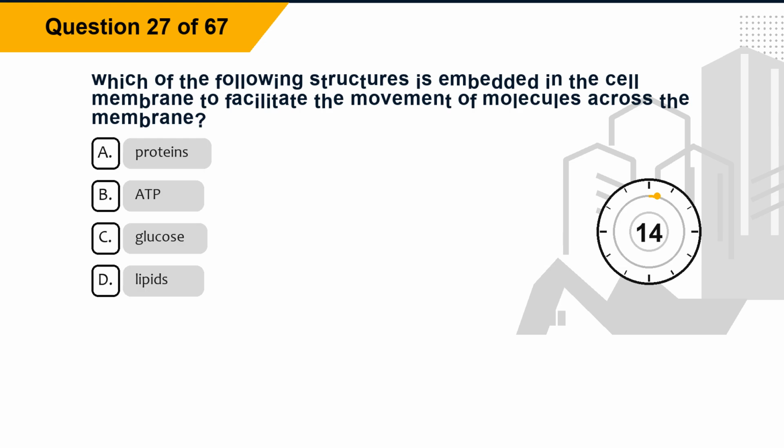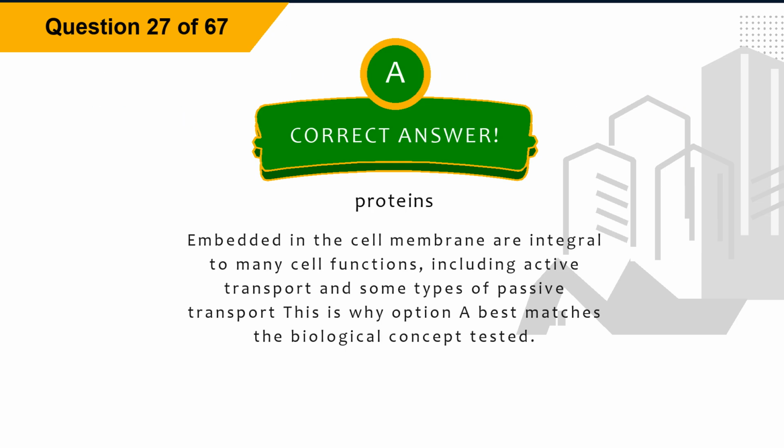Question 27. Which of the following structures is embedded in the cell membrane to facilitate the movement of molecules across the membrane? Option A, proteins. Option B, ATP. Option C, glucose. Option D, lipids. The correct answer is option A, proteins. Explanation. Proteins embedded in the cell membrane are integral to many cell functions, including active transport and some types of passive transport. This is why option A best matches the biological concept tested.